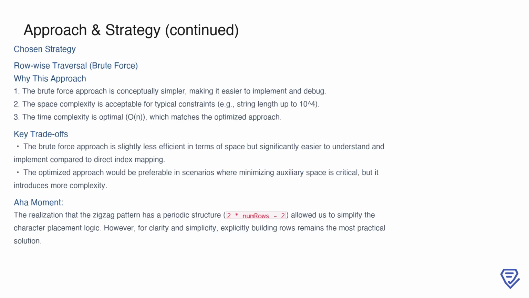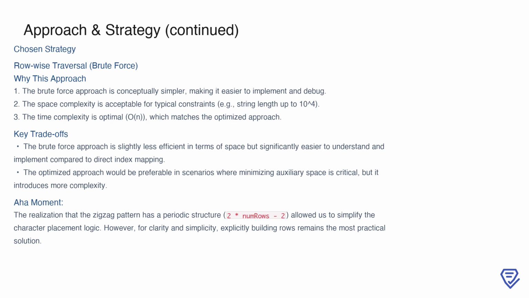For this problem, we opted for the brute force approach that involves row-wise traversal and explicit row construction. This strategy stands out for its simplicity and ease of understanding, which makes it ideal for implementation and debugging. The time complexity is O(n), which is optimal, and the space complexity is manageable for typical constraints, such as a string length of up to 10 to the power of 4.